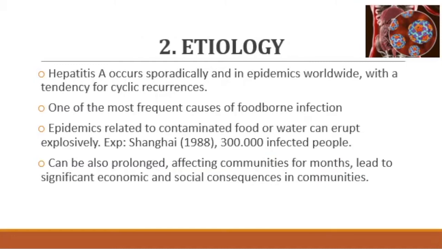Now we move to the etiology. Hepatitis A occurs sporadically and in epidemics worldwide, with a tendency for cyclic recurrences. The disease is one of the most frequent causes of foodborne infection, as I have said before. The epidemics related to contaminated food and water can erupt explosively, such as, for example, the epidemic in Shanghai in 1988 with 300,000 infected people.